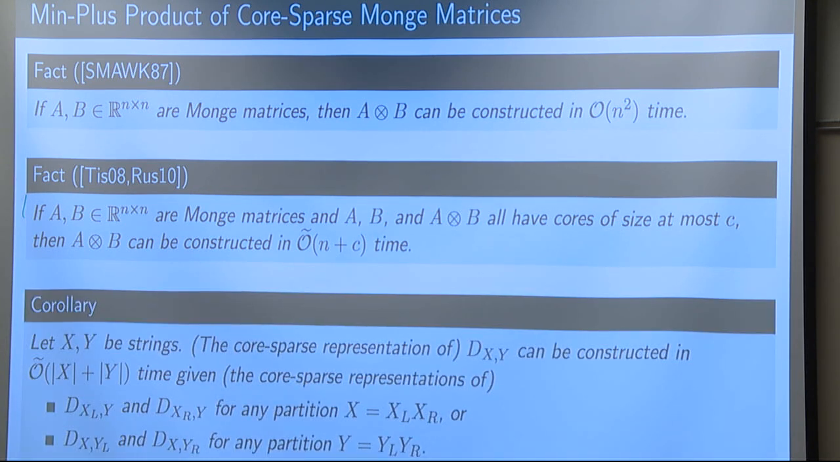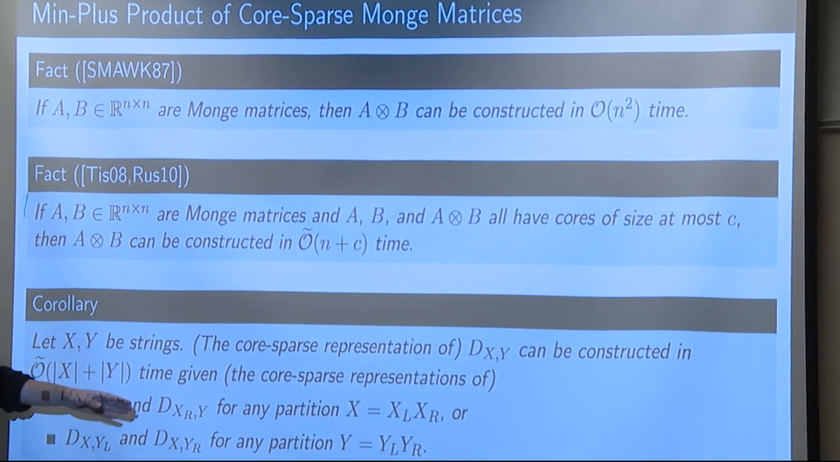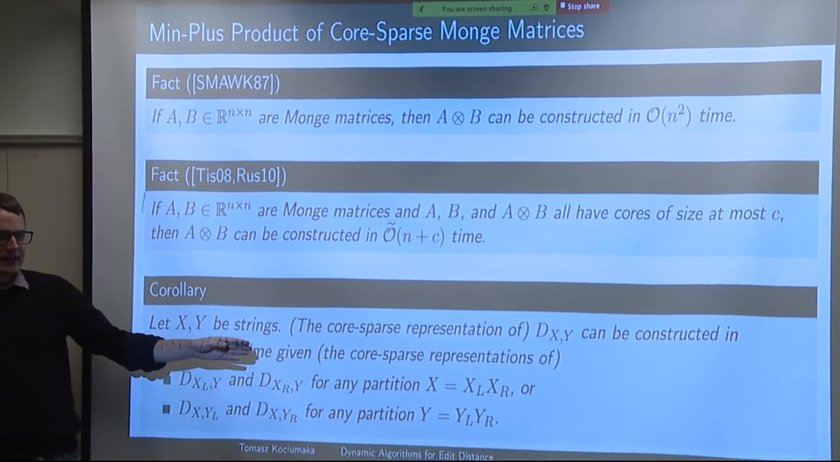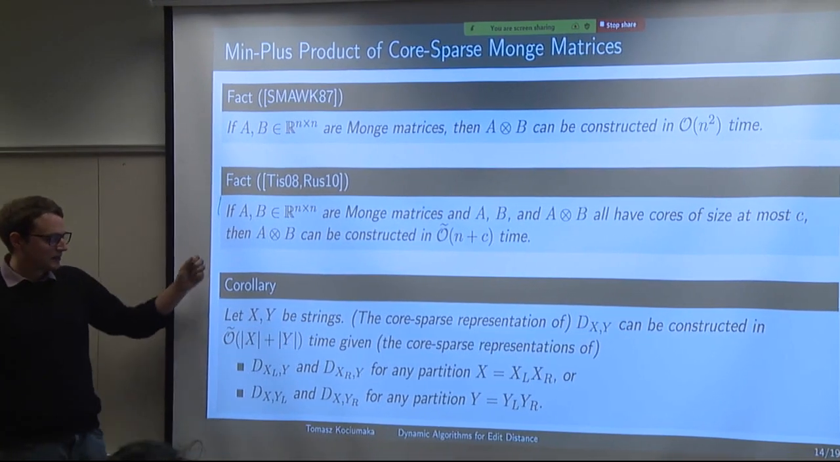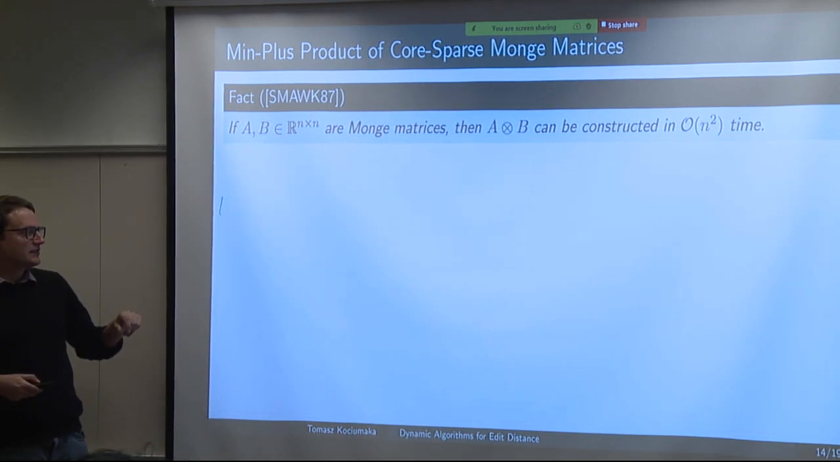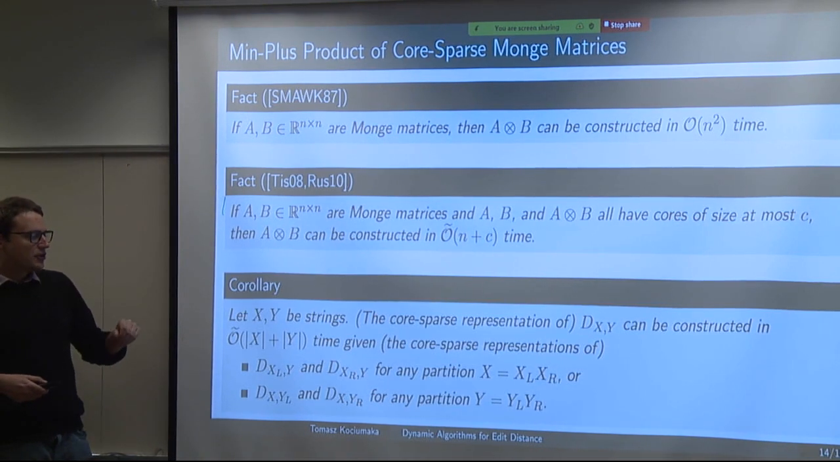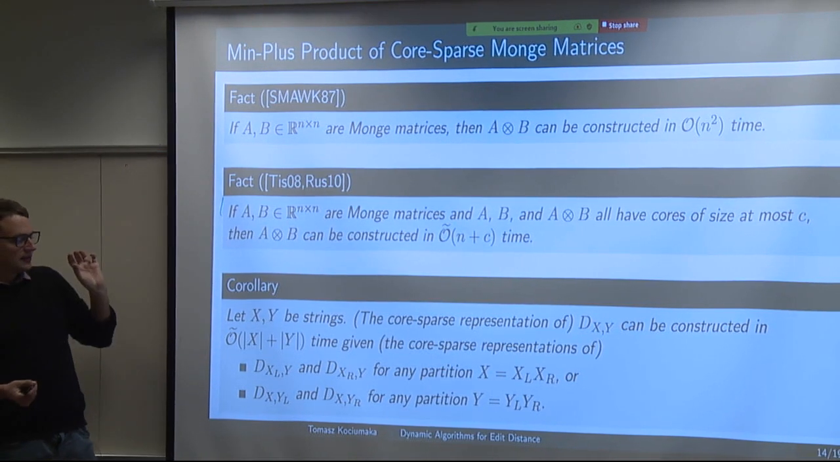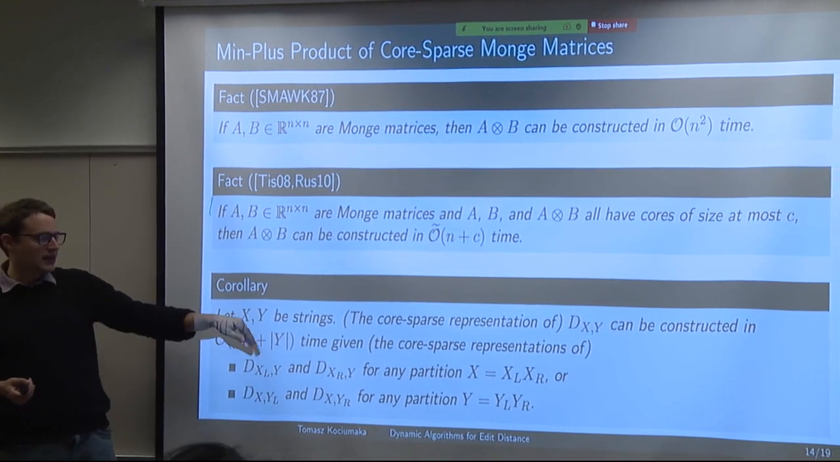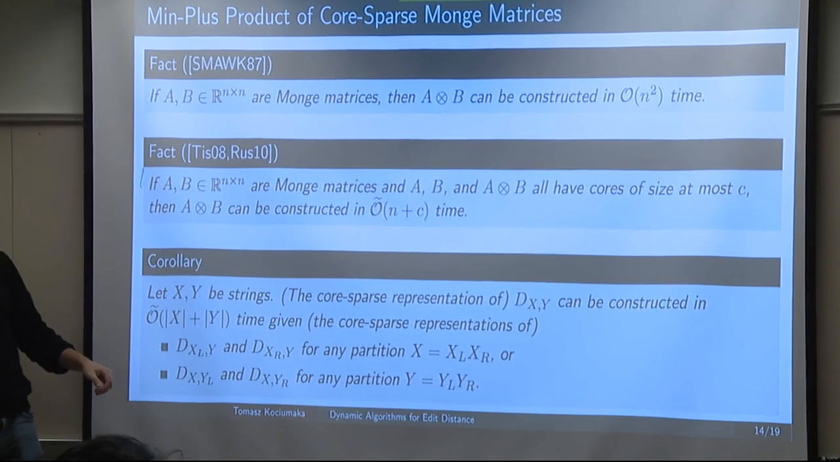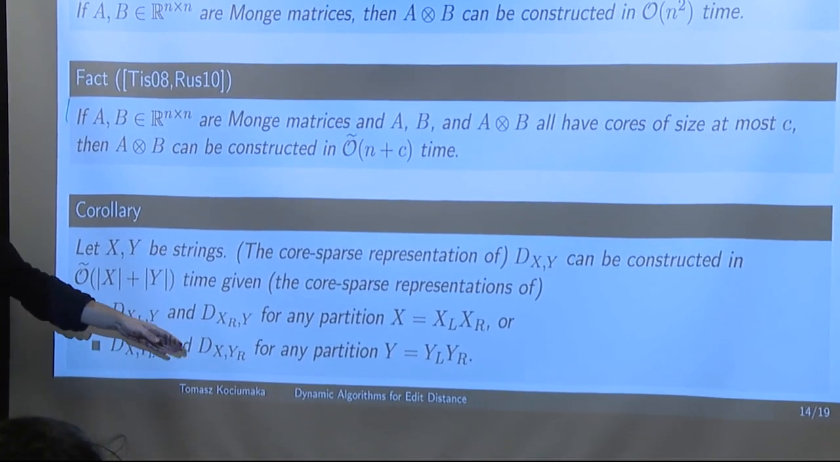So what it means for our applications for edit distance is that whenever you want to compute the distance matrix for strings x and y, you can start with distance matrices for x_l and y, and x_r and y, for some partition of x into x_l and x_r, and you can just combine them using this operation from the previous slide. So you extend the matrices and then compute the min-plus product. And similarly, you can decompose this box vertically. So you partition y into left and right parts, and then you combine the distance matrices for x y_l and x y_r.